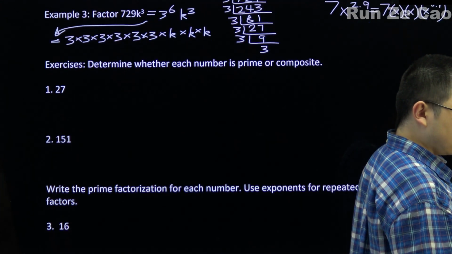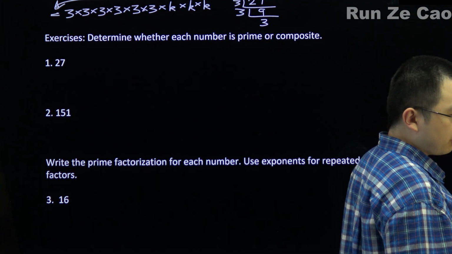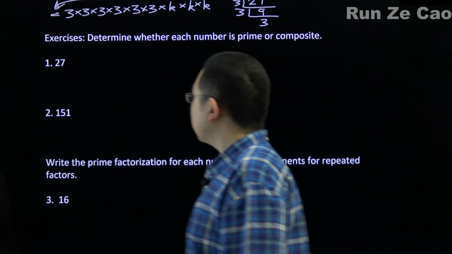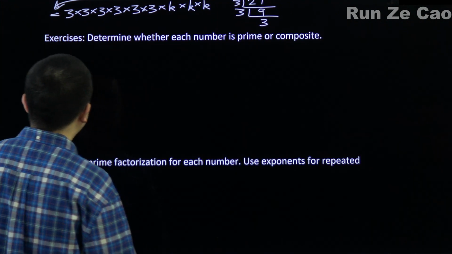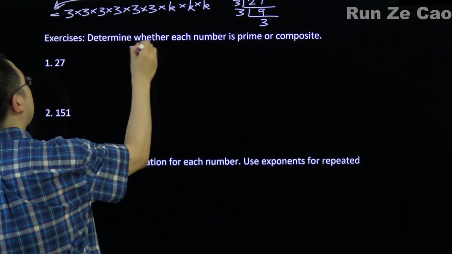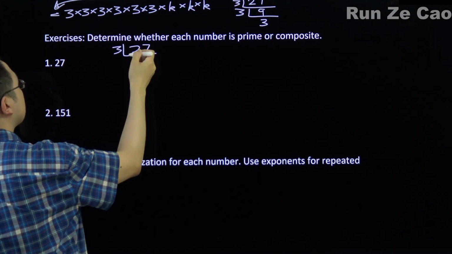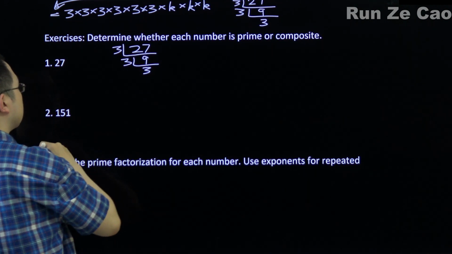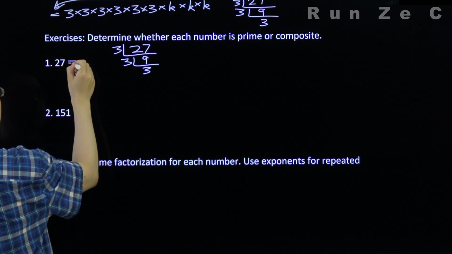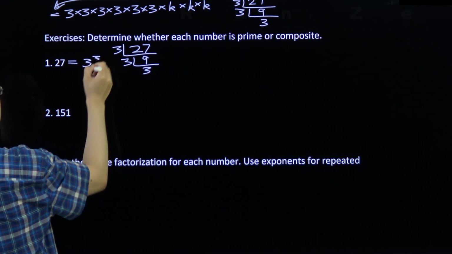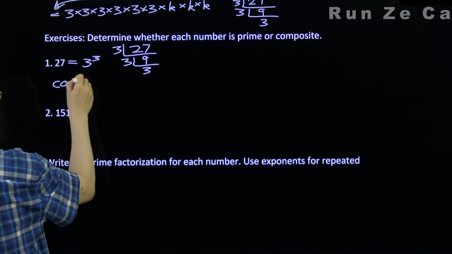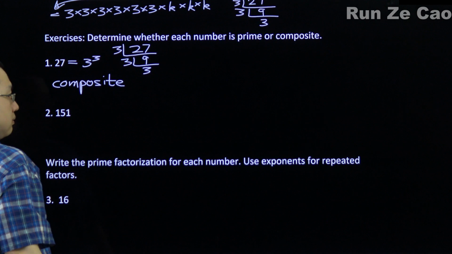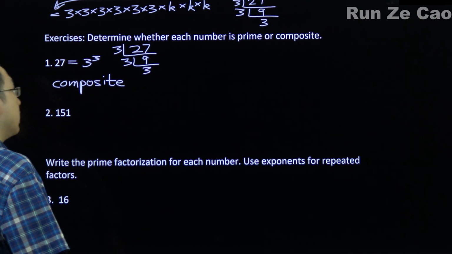Alright, exercises. Determine whether each number is prime or composite. Well, 27. Can we factor this? Oh, the digits add up to 9, which is divisible by 3. So, okay, 9, and we divide again. Oh, we get this. So 27 is equal to 3 to the 3rd. Therefore, it is composite, because it has factors other than 1 and itself.